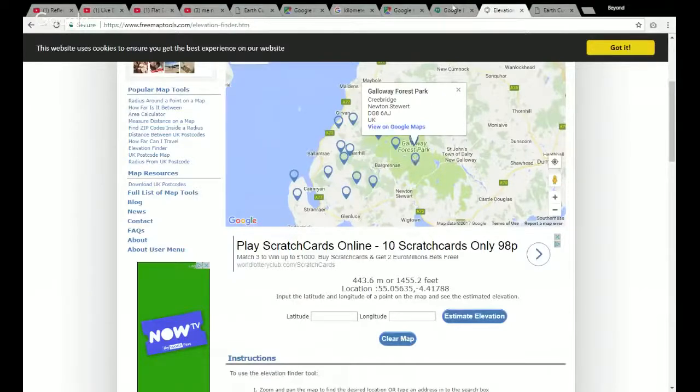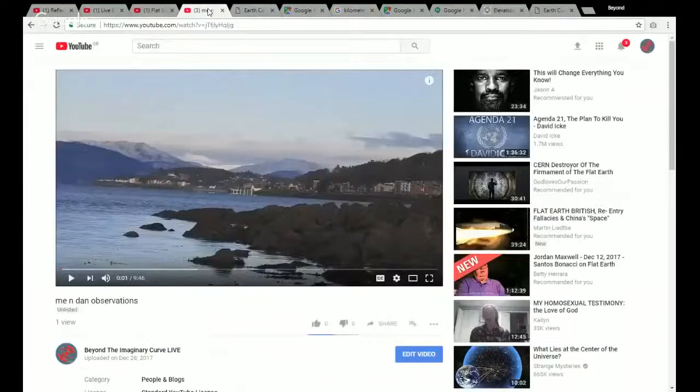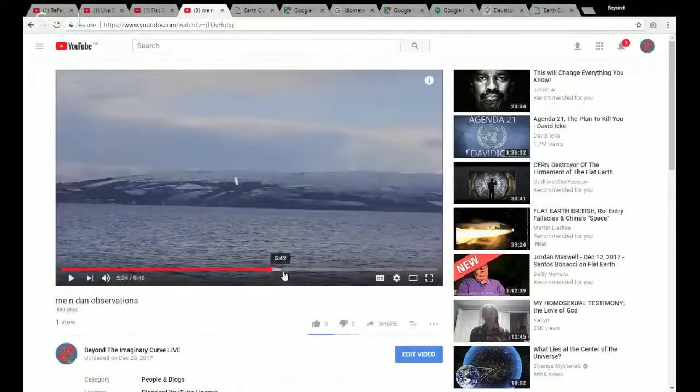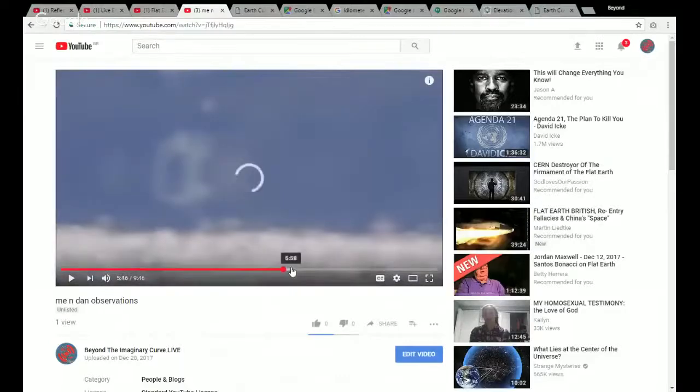Okay, so huge distances. I think I've covered the location, the distance and the elevations, so let's now go to the footage. I'm going to skip it along here till we get to the first observation point, which is in Largs.